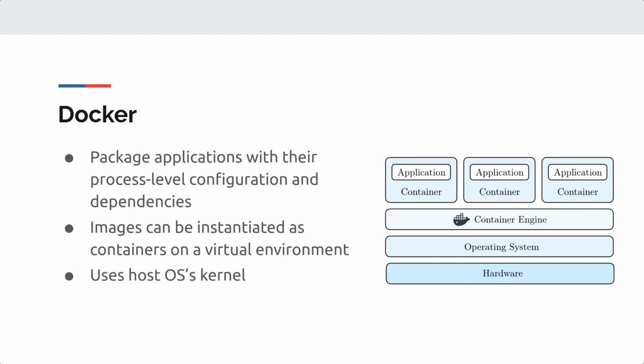So Docker is a tool used to package applications with their process level configuration, like environment variables, as well as include dependencies alongside the application. And these units that are packaged together are called images. These are then able to be instantiated on the Docker runtime into units called containers, which are a type of lightweight virtualization. And in this, we use the host operating system's kernel while still maintaining security and isolation, which is in contrast to traditional virtualization, which is much more heavyweight. And because of this, we're able to run a lot more Docker containers and run them a lot faster.